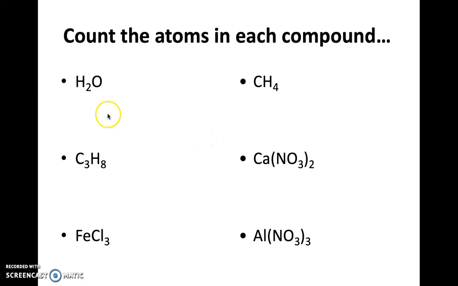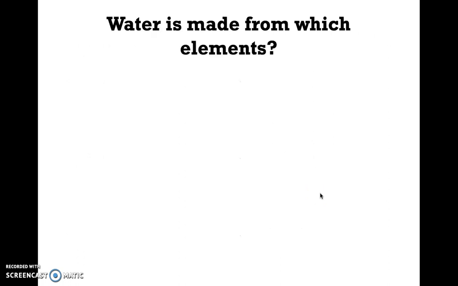A couple things to remember: these subscripts only count for the one they're attached to, like this. When we have parentheses, like this one, we are going to multiply this 2 into both of the subscripts on the things inside. So the N has an invisible 1 subscript that'll be multiplied by 2. The O has this 3 that'll be multiplied by 2 when we're counting. So pause the video, try that out, then check your work.